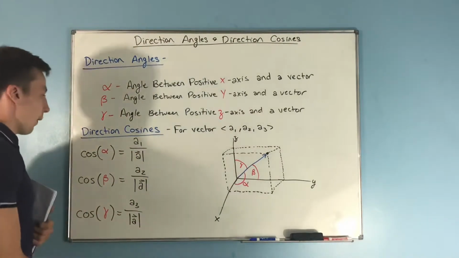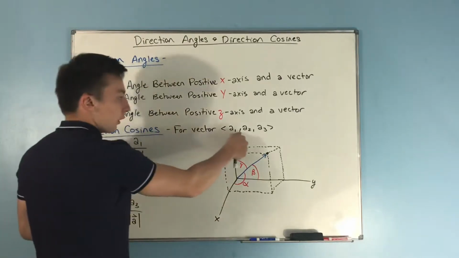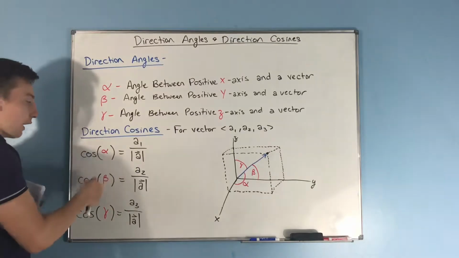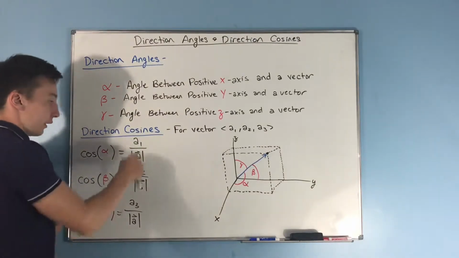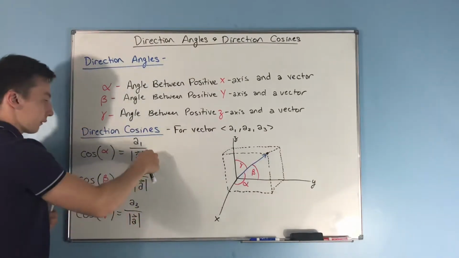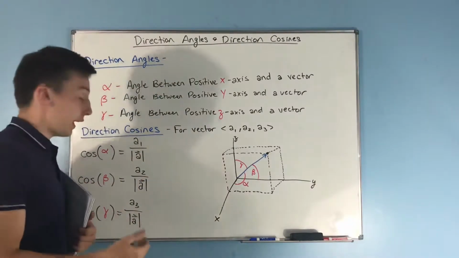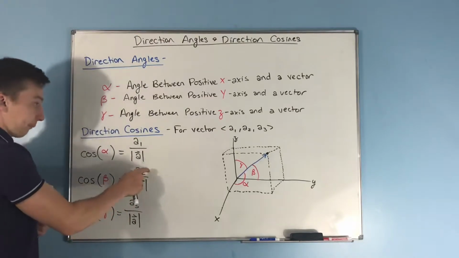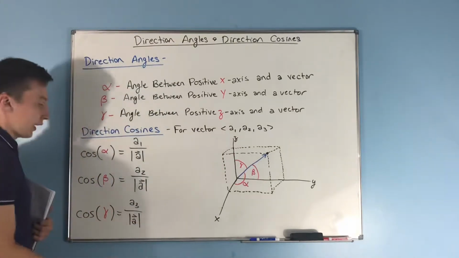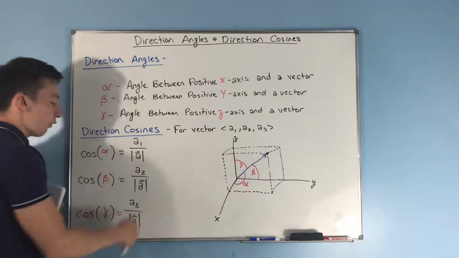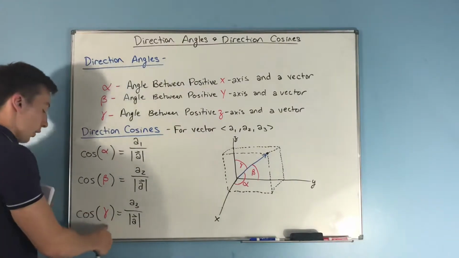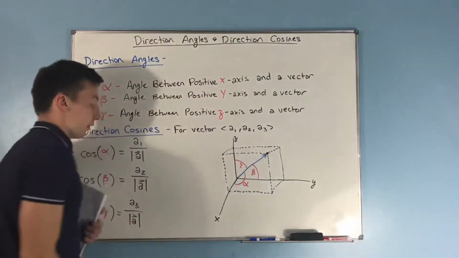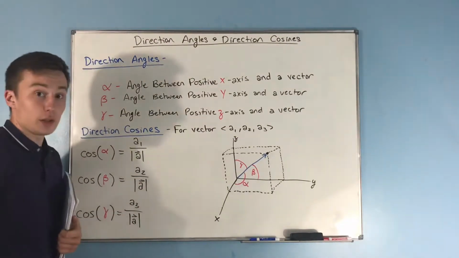All right, so if you have a vector a1, comma a2, comma a3, then cosine of alpha equals the x component over the magnitude of a. The cosine of beta equals the y component, the second component of your vector, over the magnitude of a, and cosine of gamma equals the z component, right? A3 over the magnitude of a.